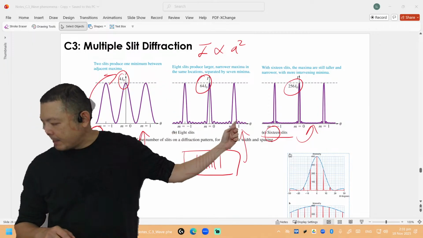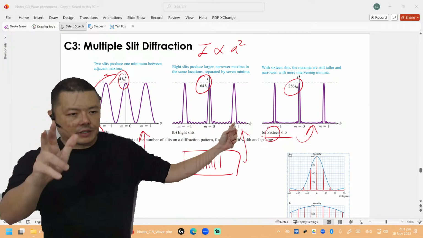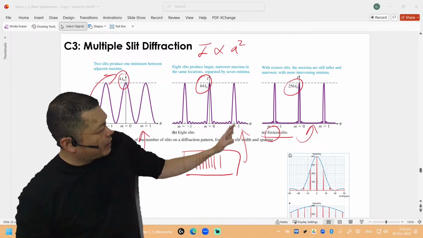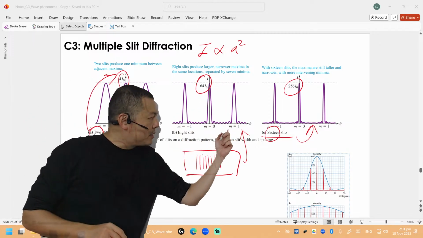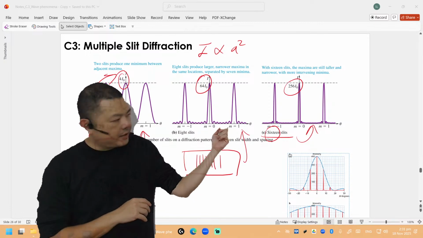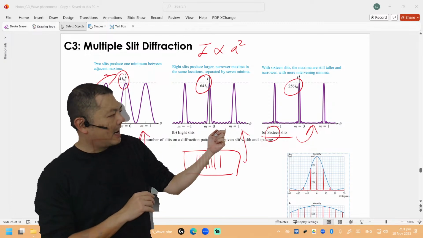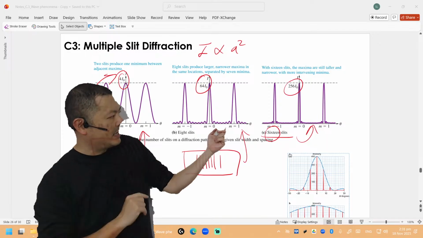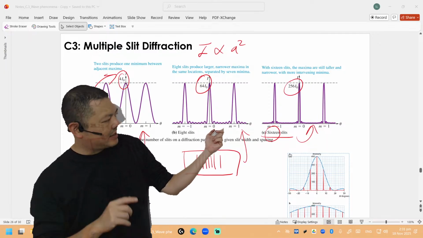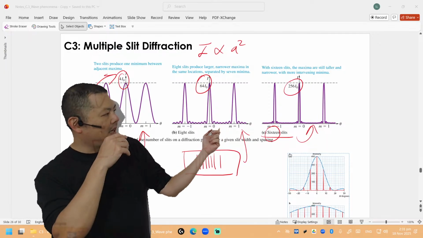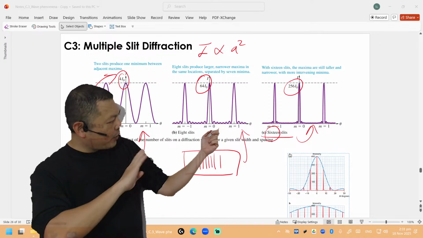8 slits. Now at the bright fringes, all 8 of them are constructive with each other. That's why you get a very bright fringe here. Then you see the next one, which is this little bump here, which is a little bit high, right? That's like 7 constructive but 1 destructive. Then the next one is like 6, 2. Then the next one is 5, 3. Then 4, 4 cancel each other out.